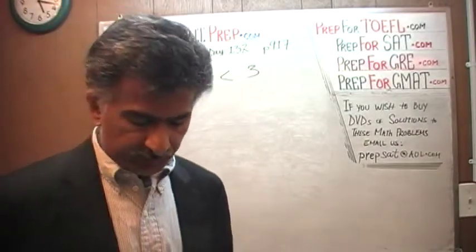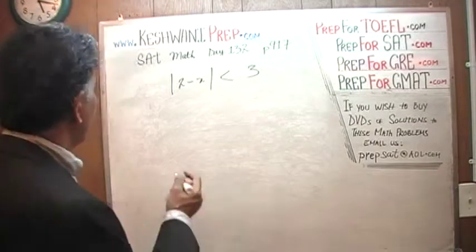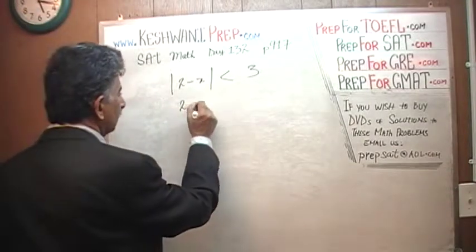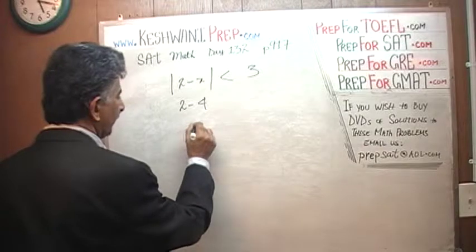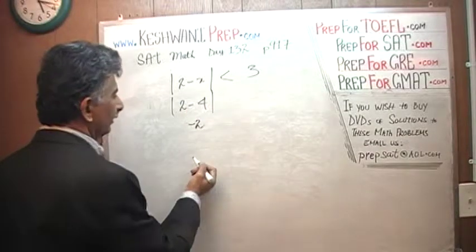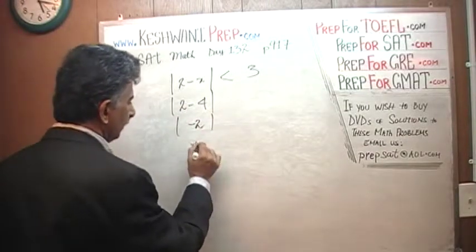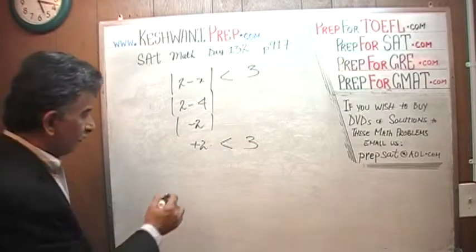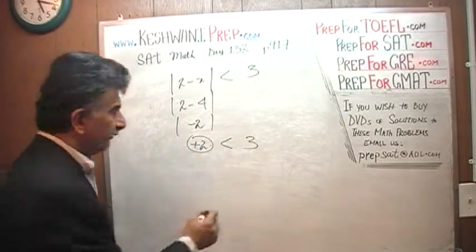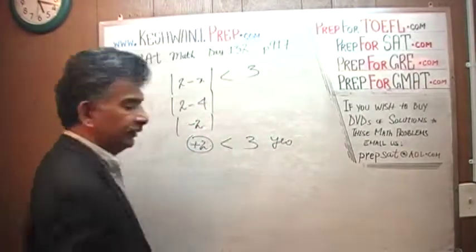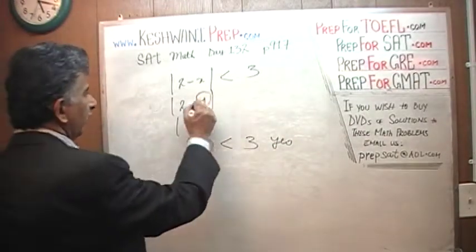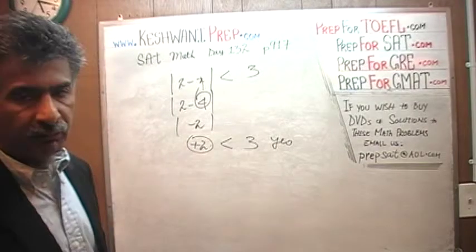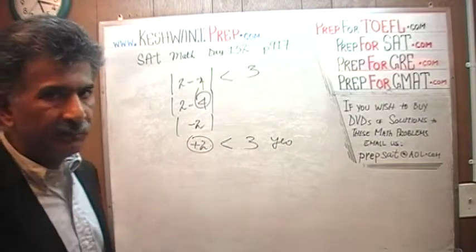The first one says 4. So let's put in 4 and see what we get. 2 minus 4 is negative 2. But it's the absolute value. The absolute value of negative 2 is positive 2. Is positive 2 less than 3? The answer is yes, it is. That's it, we're done. Therefore, x equals 4 works. If you put in any other value, it will not work.